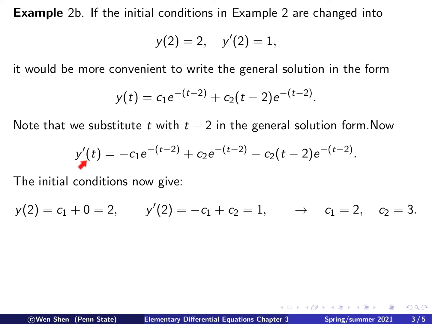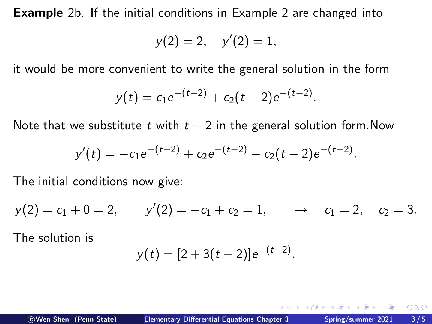And then what about y prime evaluated at 2? Well, we see that this is 0, so that's 1. And then that's 1, so we get negative c1 plus c2, and that equals 1. So we simply get that. And then we can use this equation to quickly find the c2 value using that c1 is 2, and we see that c2 is 3. So we have those two constants.